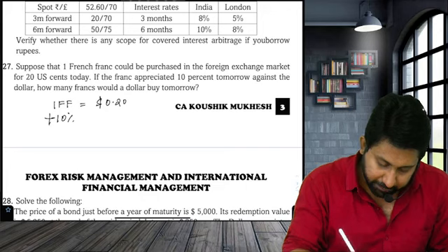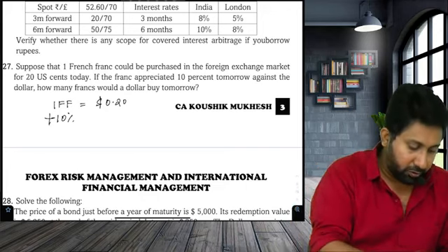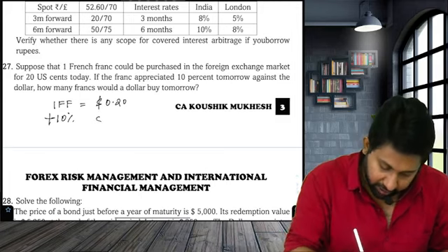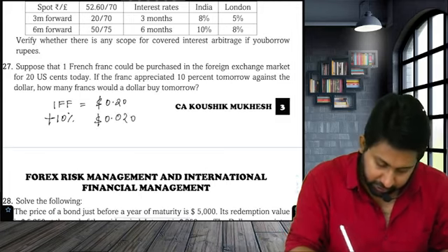So 10%: 0.2 into 10%, in dollars, is 0.02.